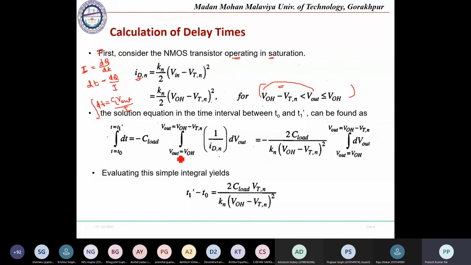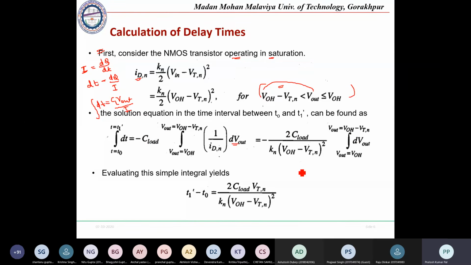Okay. So we will be changing from VOH to this one. So we will be integrating it. So dt integration t0 to t1 dash will be minus C load. Because the output is decreasing, we will be using it with respect to D output, because C load will be constant, so only D output will be changing. So D output is changing from high to low, and that's why there is a negative sign.